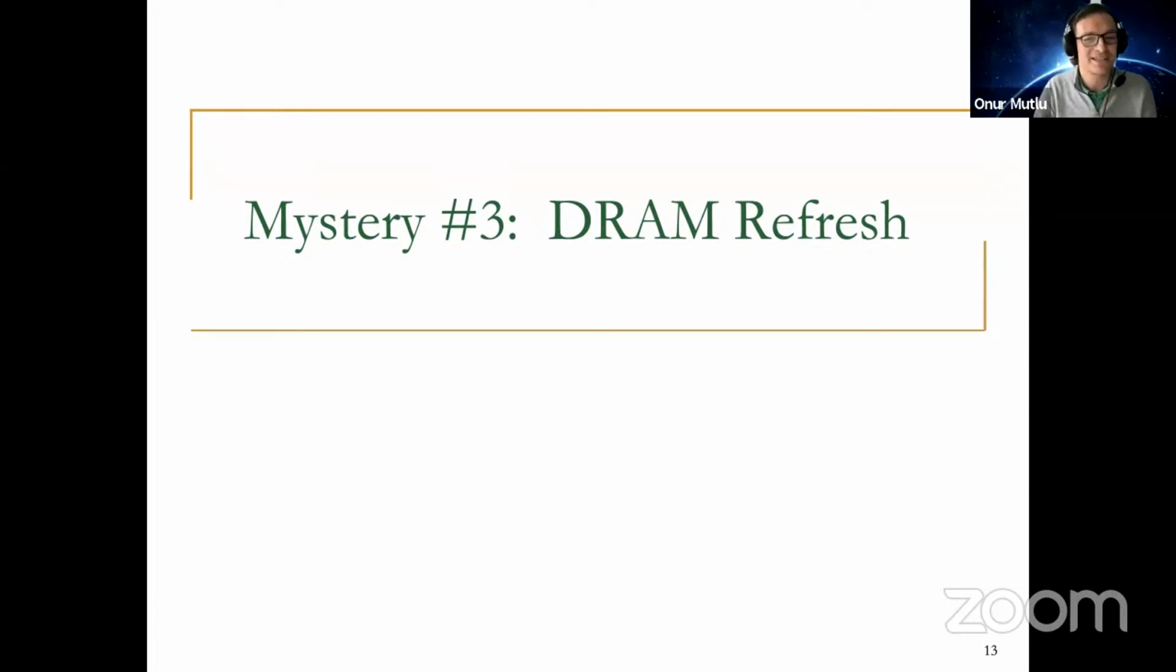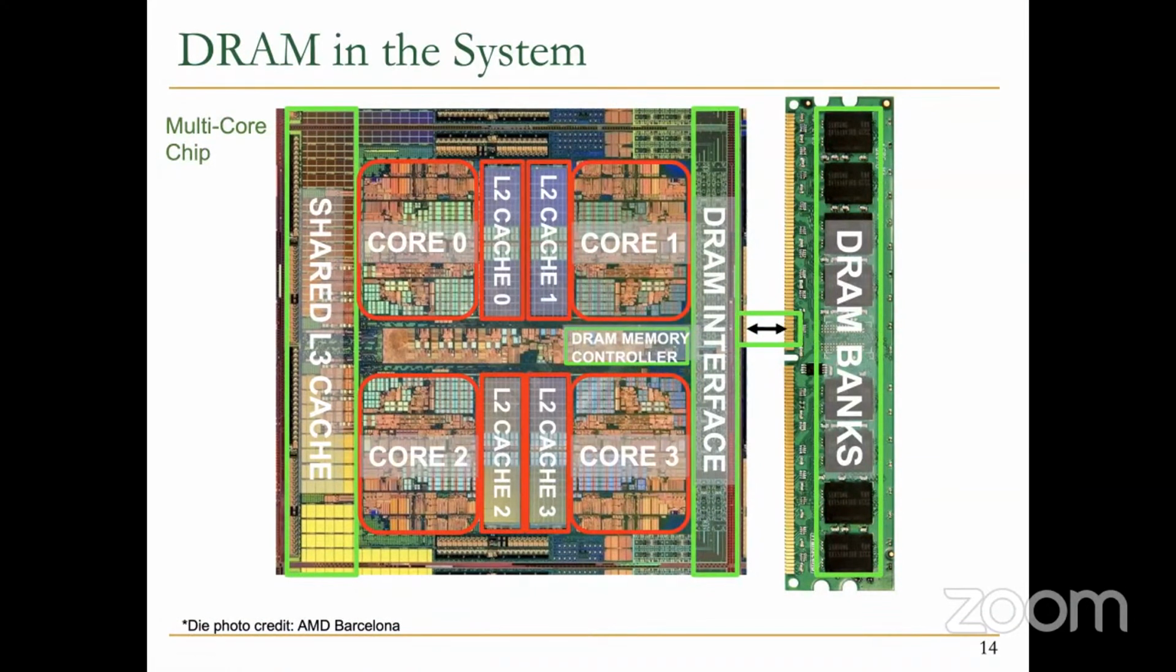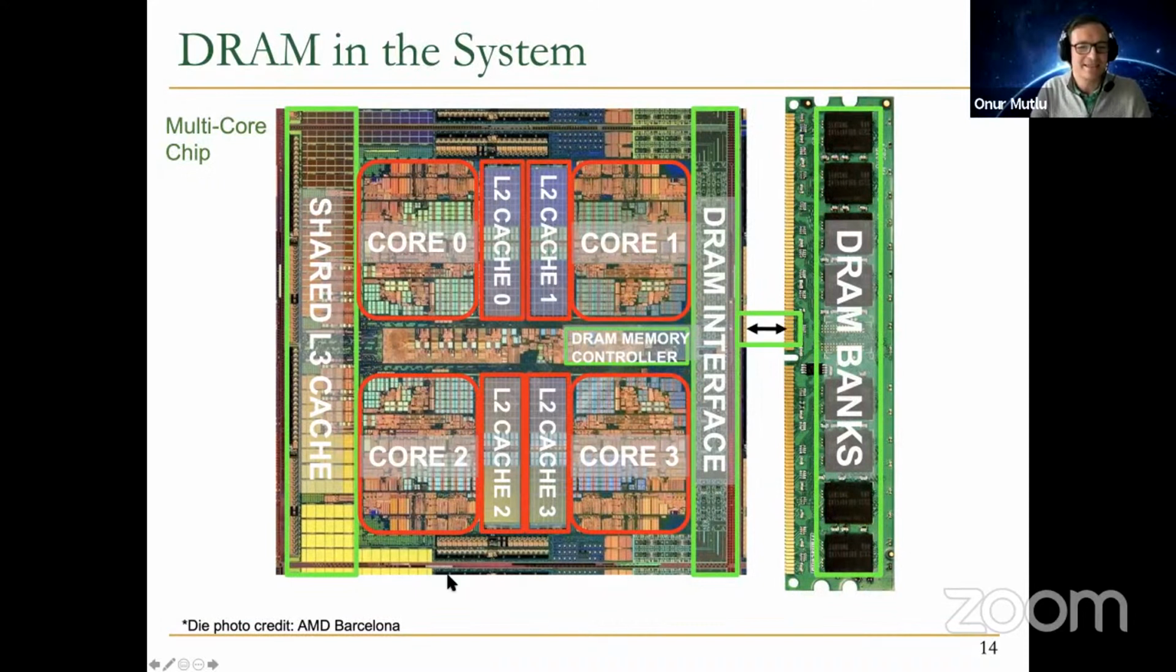And let me cover this one because this is fun. So if you look at memory in the system, this is an old picture of a multi-core system. This is AMD Barcelona, which was around 2004 or 2006 or so, let's say. And you can see that this is the core chip, the CPU chip. It has multiple cores. We're going to talk about that later on also.